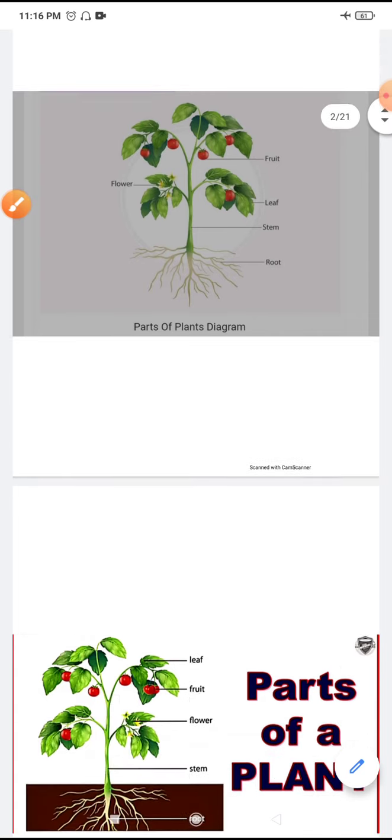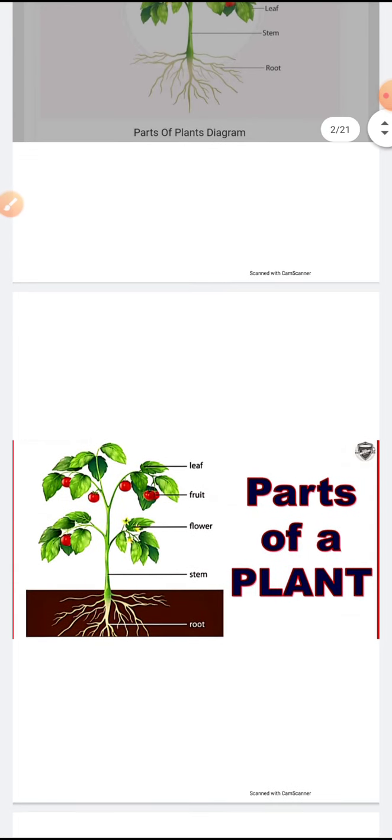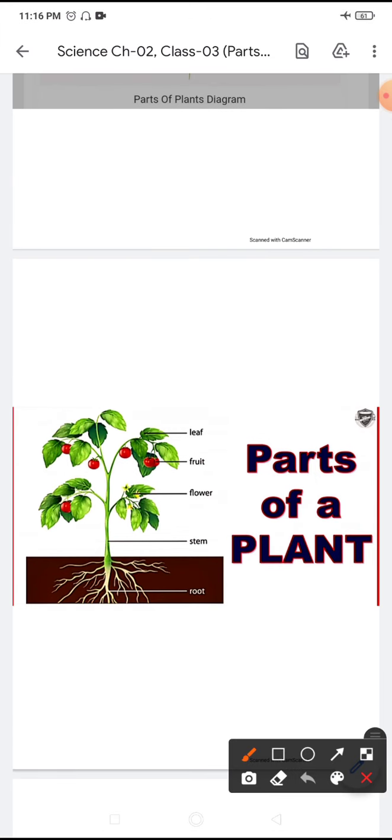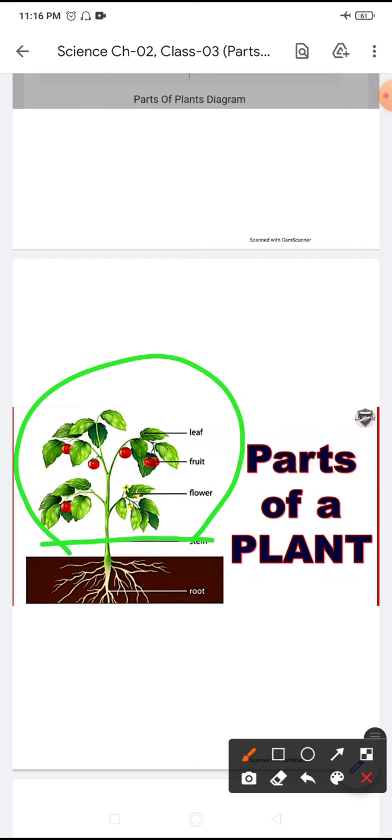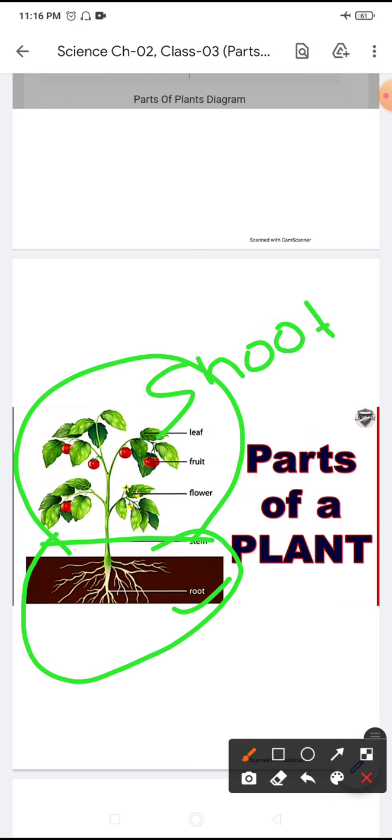Okay. Now see the next. A plant has many parts. Different parts perform different functions, and the part of the plant that appears above the ground is called shoot. Okay, and the part of the plant which lies underneath the soil is called root. Okay, this is root and this is shoot system.